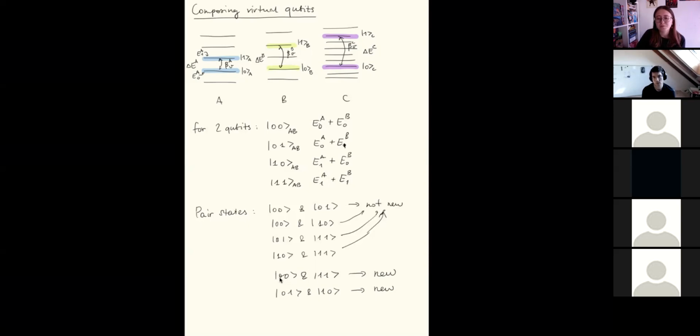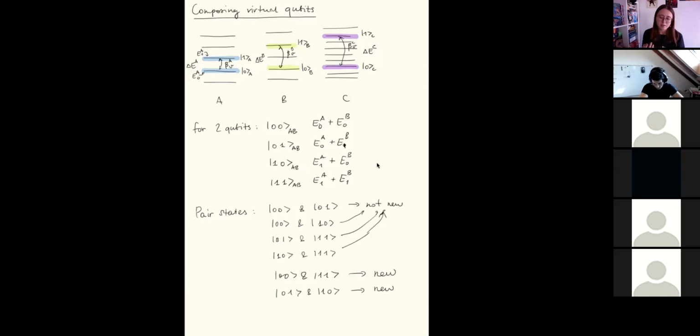So essentially, to create a new virtual qubit using the state 0, 0, you just need to use a state which is different from it for each bit in 0, 0. So you kind of need to negate this bit string. Hence we have the pair 0, 0 and 1, 1, and 0, 1 and 1, 0. This guarantees that we cannot factor out any system and get a virtual qubit that we already had.